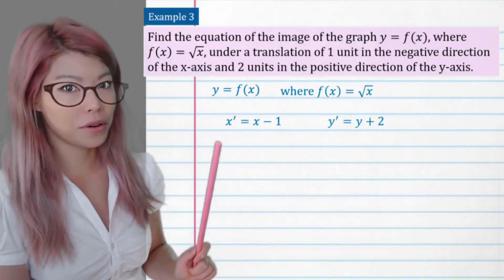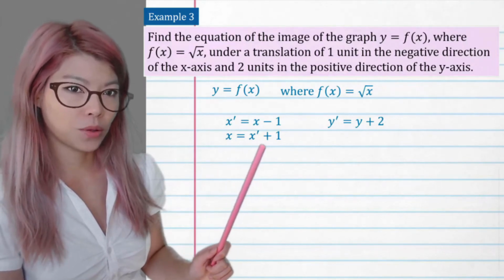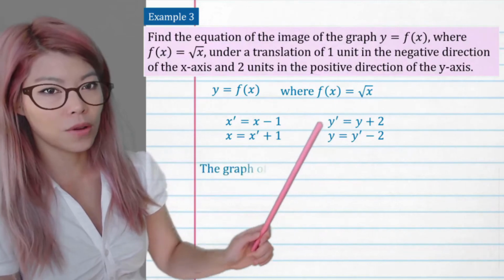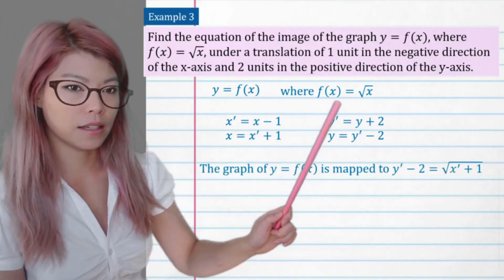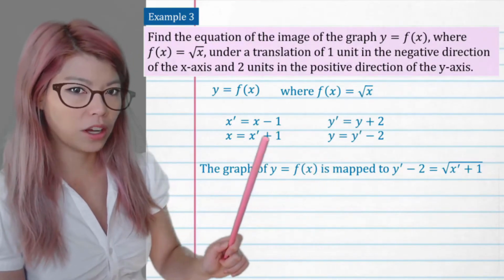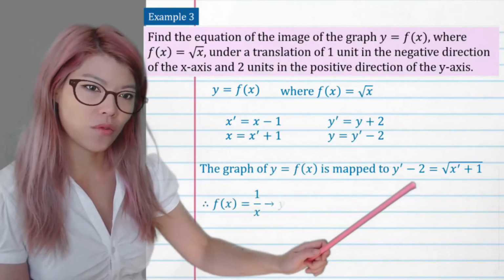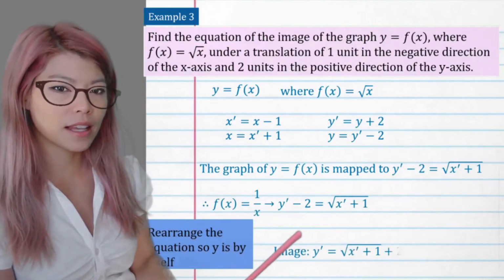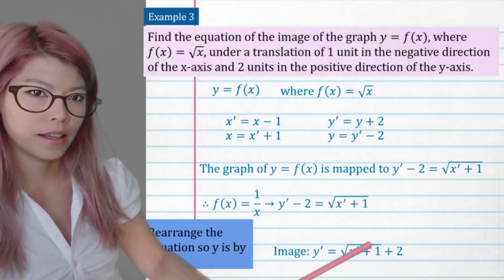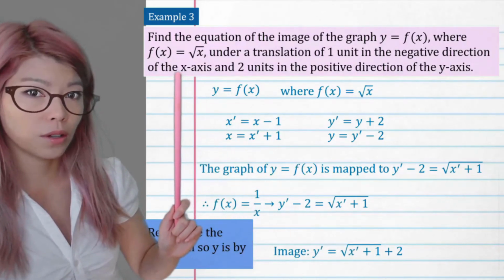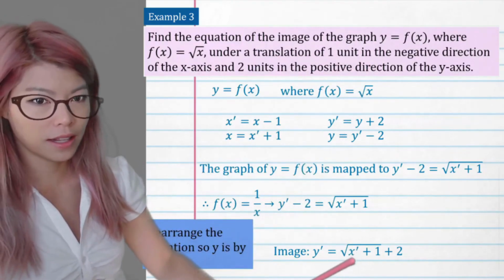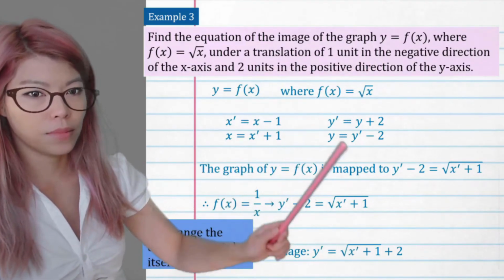Then we rearrange. So now we have x + 1 and y - 2, and then substitute it back into the equation. So we have y - 2 on that side, and underneath the square root where x is, we're going to put x + 1. Now rearrange so that the 2 goes to the other side, and now we have our image. Again, look at the description. It has translated 1 in the negative direction, 1 to the left, and up 2.